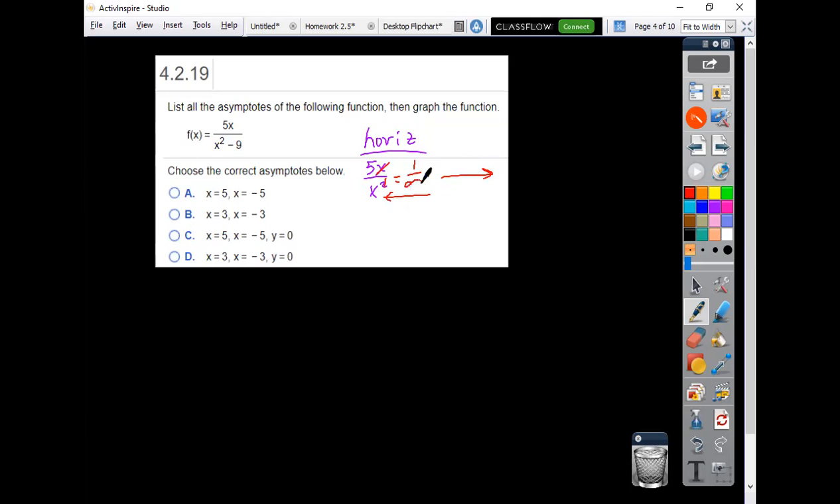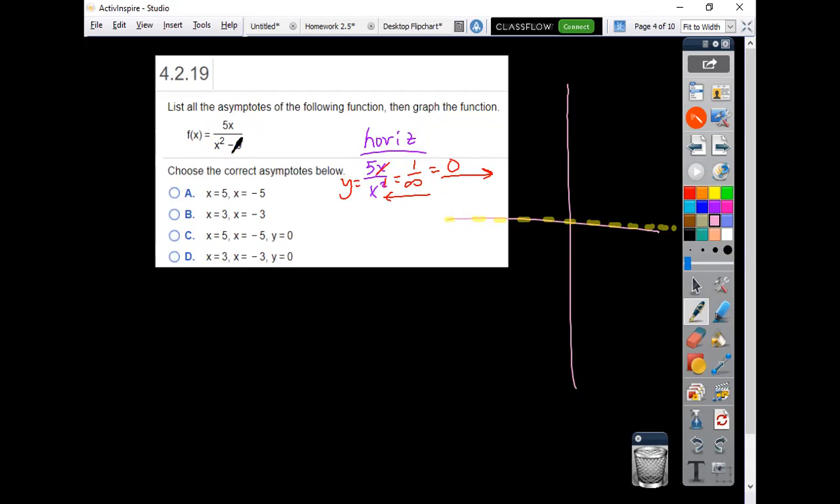So anything over an infinity, that's 0. And since this is y equals, my horizontal asymptote here would be right on top of the x-axis. For the vertical asymptote, you also need to consider if you can cancel or simplify this.